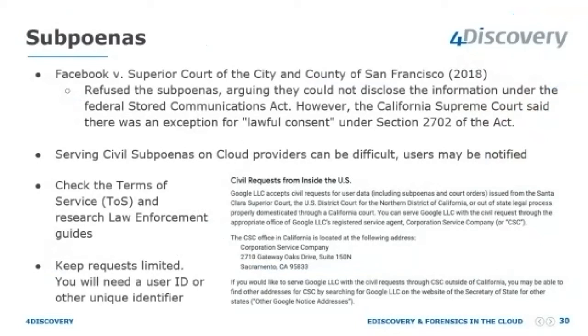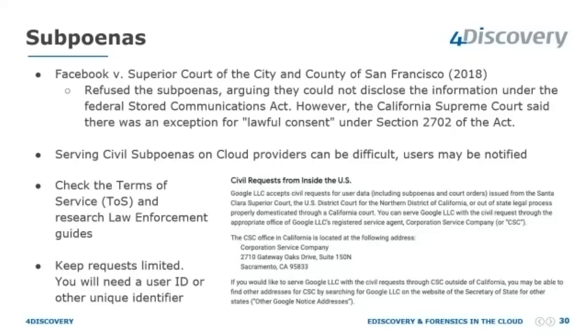And do research on them. So the little snippet I have is from Google. And they actually do have a page on their support site that talks about how to deal with civil requests from inside the US and outside the US. They tell you where to serve. Typically, they want it through a California court, so it may require you to find somebody in California to help you out with the subpoena, but they do have a way to do this, and other companies do as well.